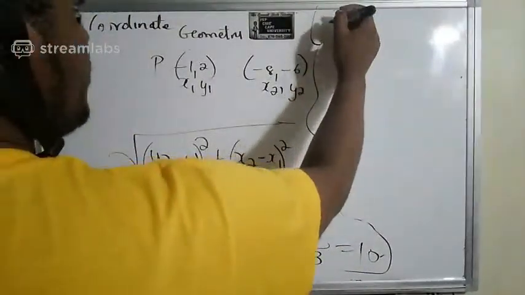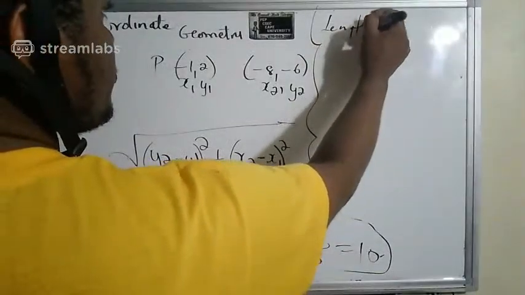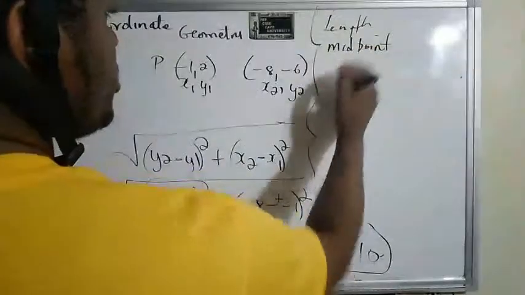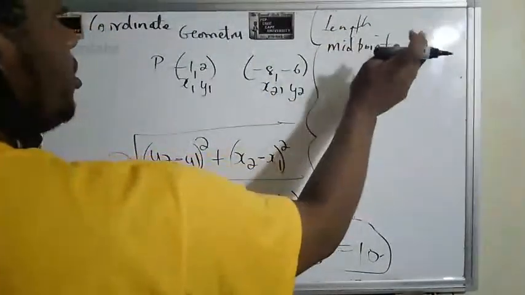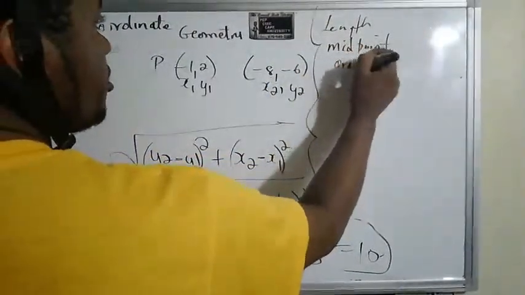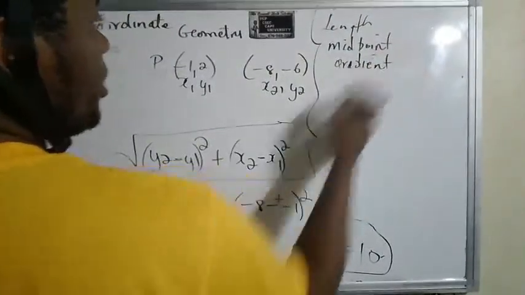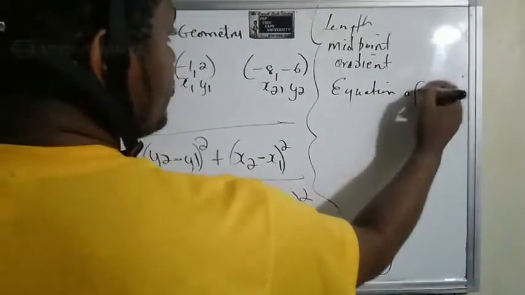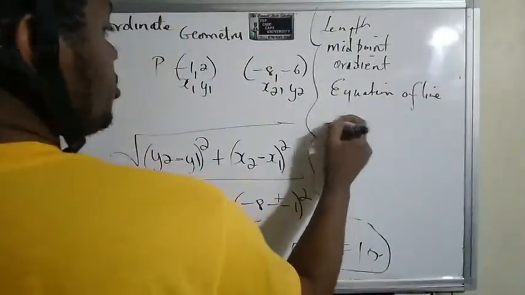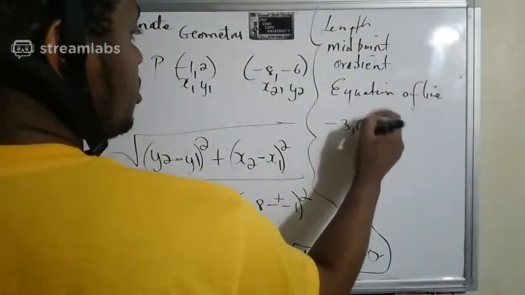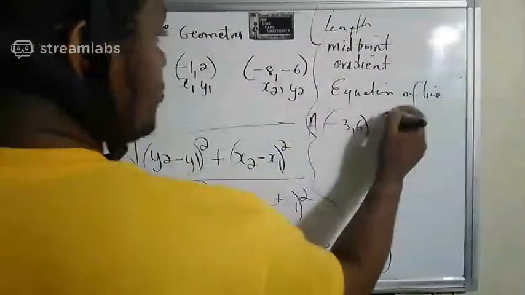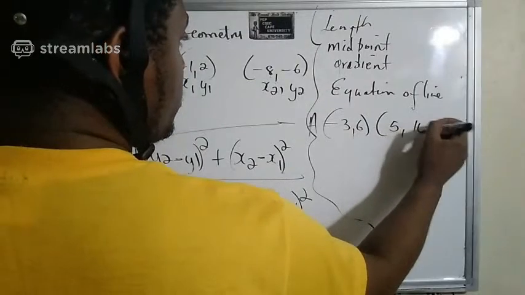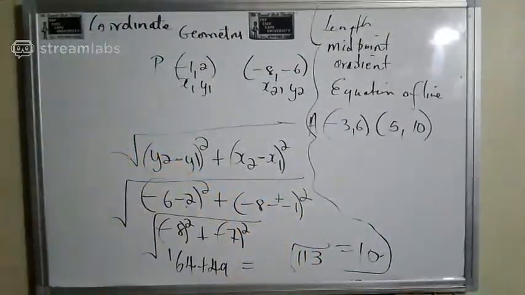I want you guys to find the length, the midpoint, if you learn from it. I'm going to grade this same question in my class. The length, the midpoint, the gradient. What else? The equation of the line. For these points: negative 3, 6, I'll call this A, and then 5, 10. So do that for all of that, guys.